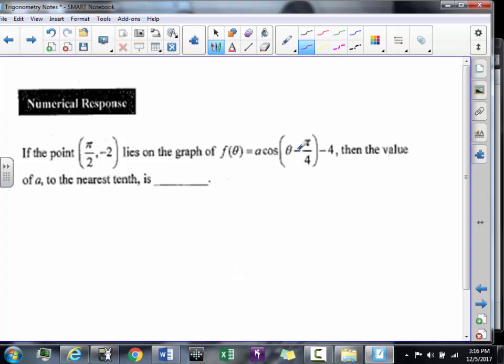So all we've got to do here is take negative 2, make it your y value. I need to take pi over 2, make it my x value, and solve. Which is a little more challenging because you're not as comfortable probably working with cosines of pi over 2 and stuff like that, but we should still be able to do this. Okay, if I want to get a by itself, one of the things I'm going to have to do is add 4 to both sides. Can you guys follow that bit?